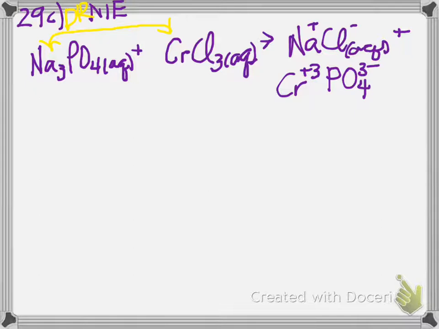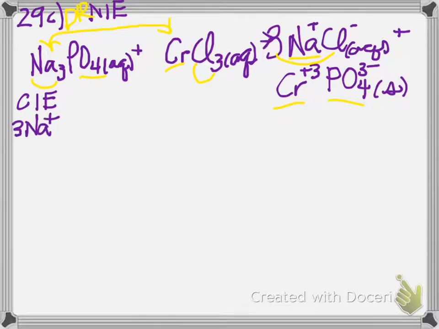Phosphates is rule number 5. Most are insoluble. Exceptions being alkali metals or ammonia. So this is a solid as I expected. 3 sodium, 1 sodium, I need a coefficient of 3 in front of sodium chloride. 1 phosphate, 1 phosphate, 1 chromium, 1 chromium, 3 chlorides, 3 chlorides. It's balanced. So now I'm ready for my complete ionic equation. Again, some of you probably don't have to write a complete ionic equation to get to the net. That's okay.